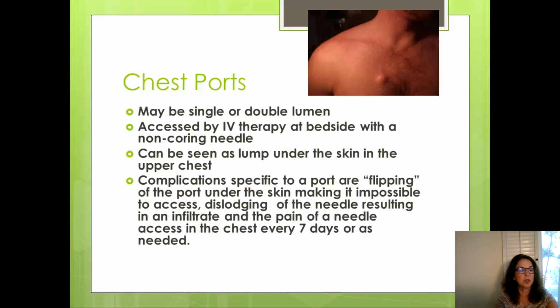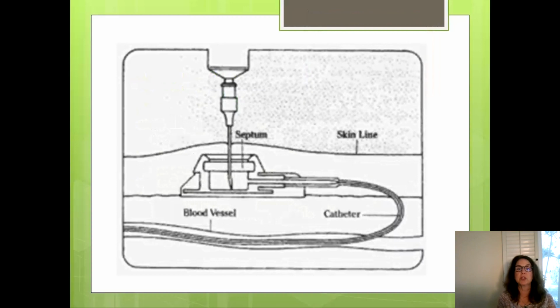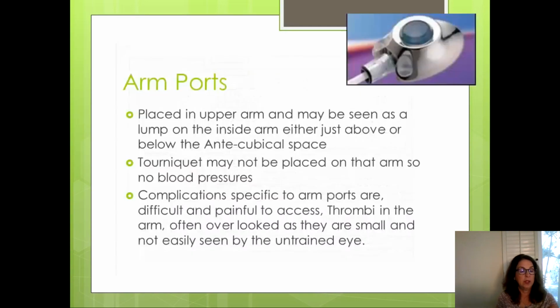Definitely useful for long-term use. And again, you'll most likely see these on the oncology floors. Here's another picture showing how it would be under the skin. The catheter's going into the vessel. You can see you've got some subcutaneous tissue, and you're just going through there into the metal and silicone catheter port, actually. And here's another picture of an arm port.